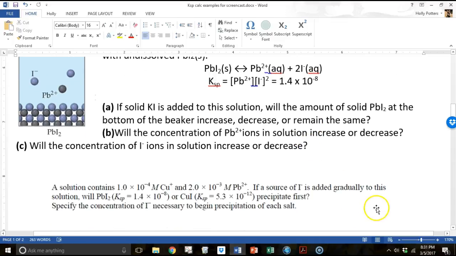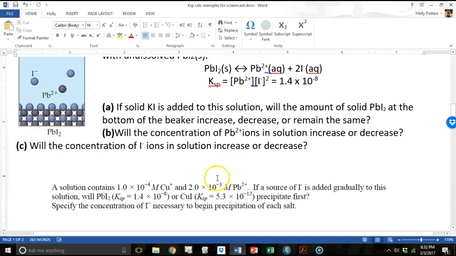And if we wanted to look at the selective precipitation from the calculation standpoint, we could look at a problem like this. If you want to take a look and read the problem, pause it if you must. So we have a solution that already has these two concentrations in it, and then we're adding iodide ions slowly, and the Ksps are given for lead iodide and for copper iodide, and we're trying to figure out which one's going to precipitate first and what concentration of iodide we're going to need to begin precipitation.